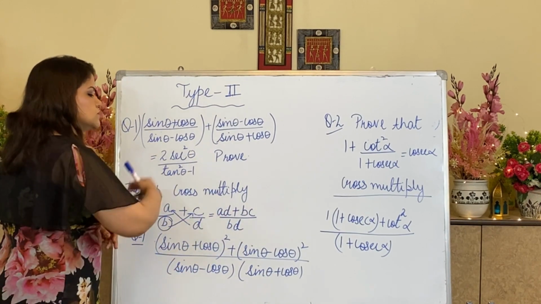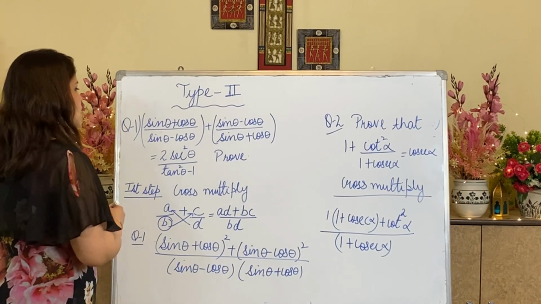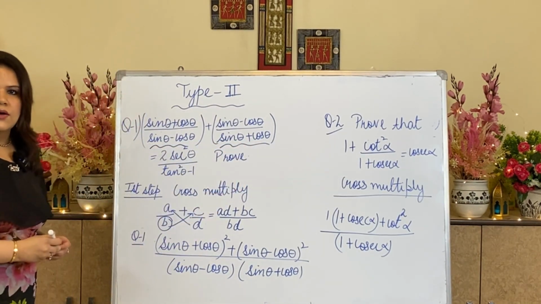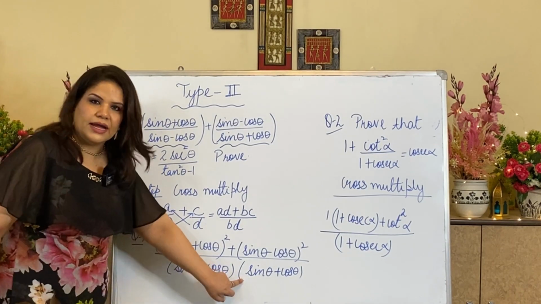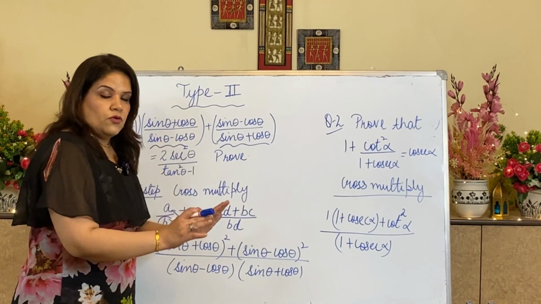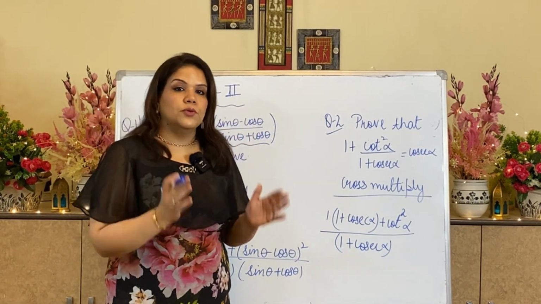Now how to use this cross multiplication in this question? These are my two denominators here. So they will get multiplied in the denominator. And what was my next step? How will I make the new term and how will I make the new numerator?